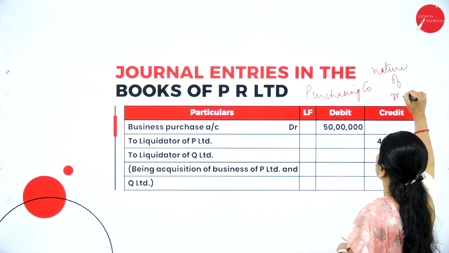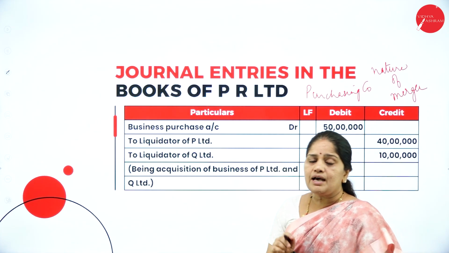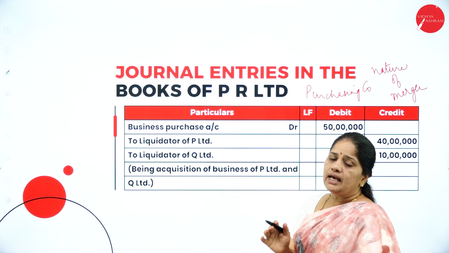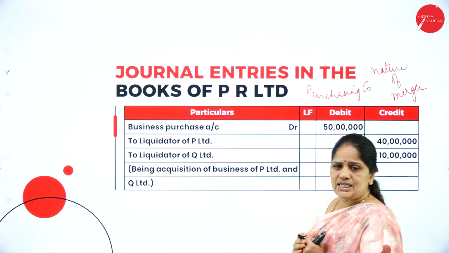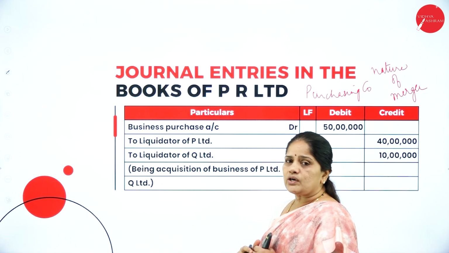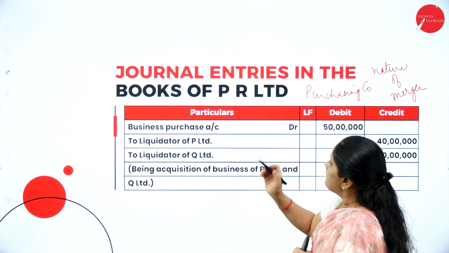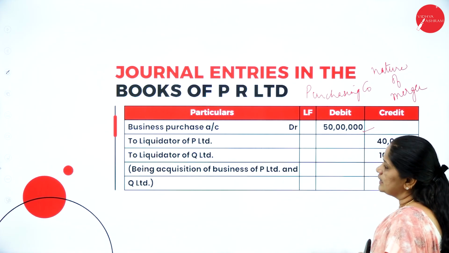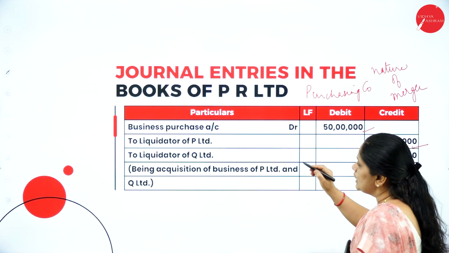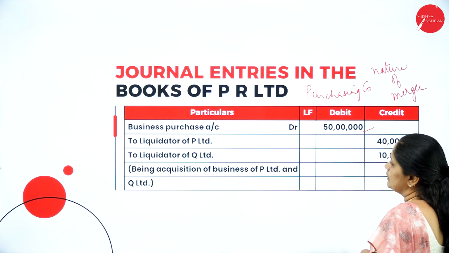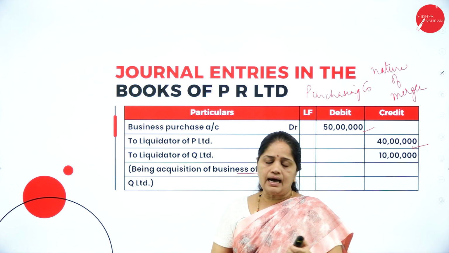Nature of merger. Till now we were doing problems assuming that it is amalgamation in the nature of purchase. Now, whenever there is a nature of merger, there will be slight change in the journal entries. Please make a note of it when I am explaining here. Now, what will be the first entry? Business purchase account debtor 50 lakhs to liquidator of P Limited 40 lakhs, to liquidator of Q Limited 10 lakhs, being acquisition of business of P Limited and R Limited.